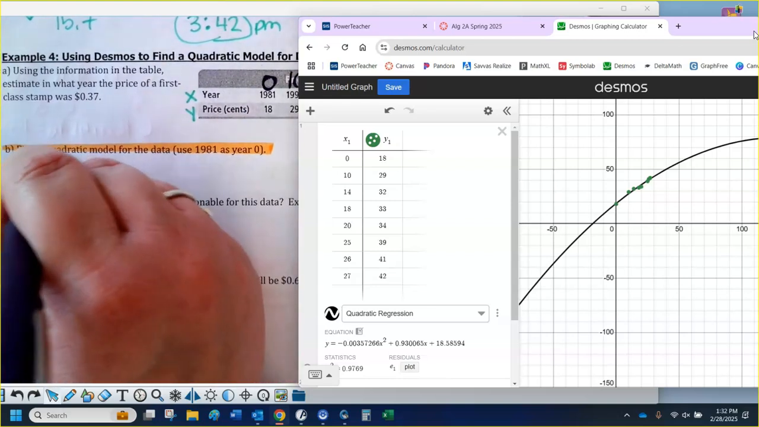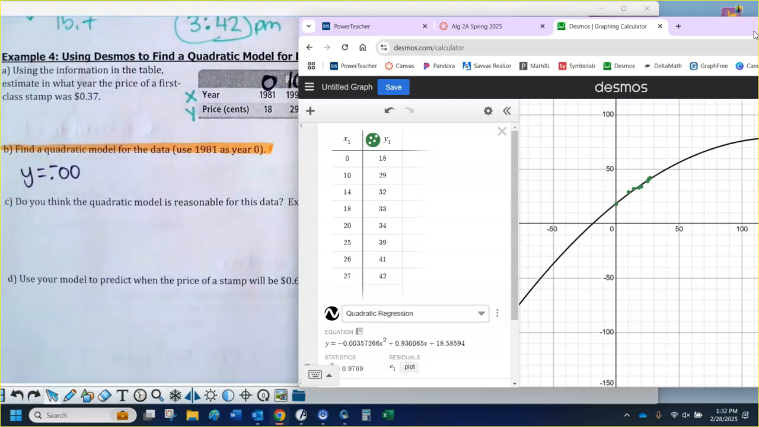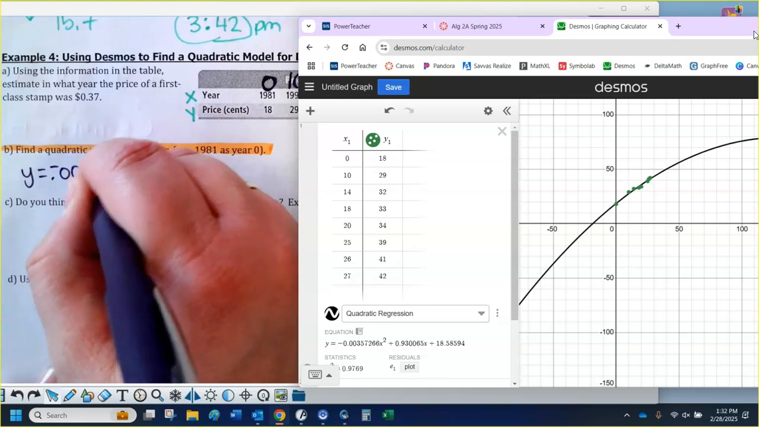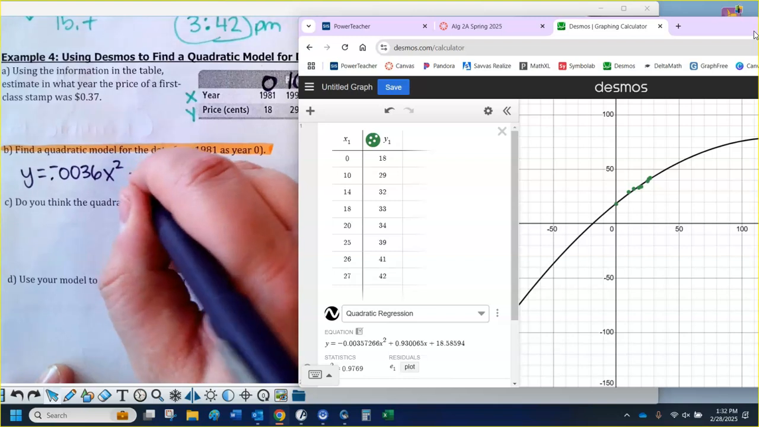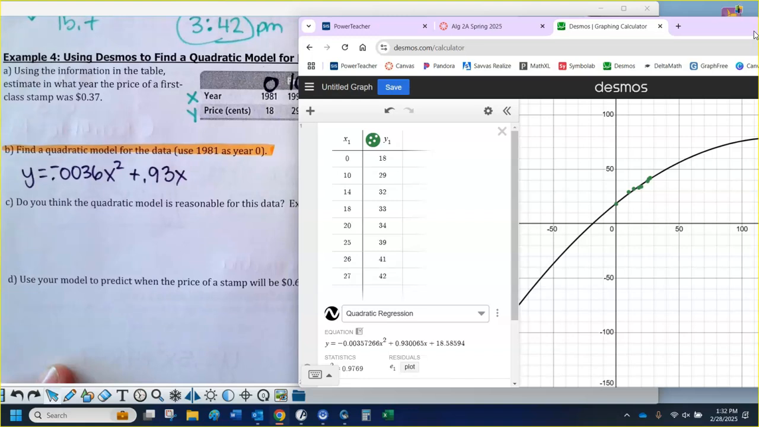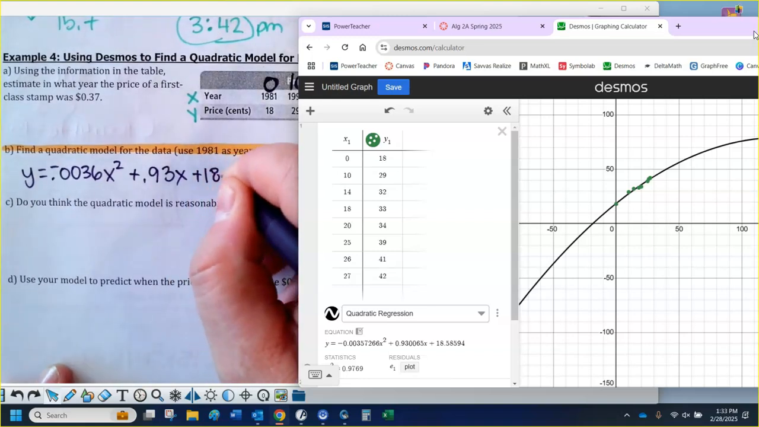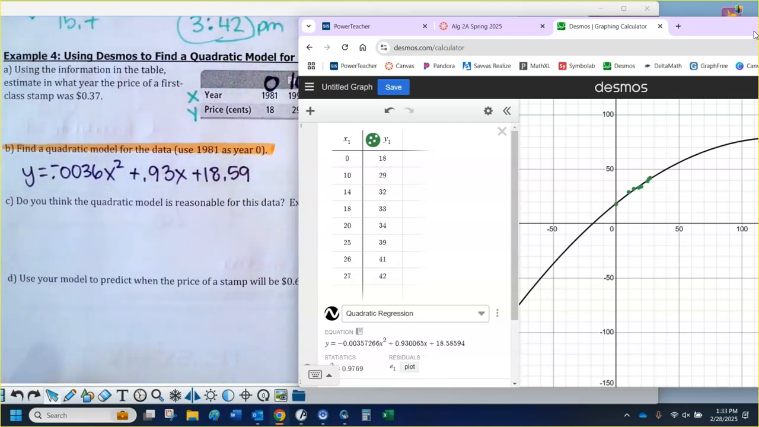So I'm going to write y equals negative 0.00, and I just want to write a couple numbers. So 36. Then I'm going to do x squared. The rest of these I'll just go to the nearest hundredth. So then we have the 0.93 that would have an x next to it. And then 18.59. So that model we should be able to plug in for x. Whatever year we want, we'd have to figure out how many years it's been since 1989, but we could plug it in and kind of predict the price of the stamp.